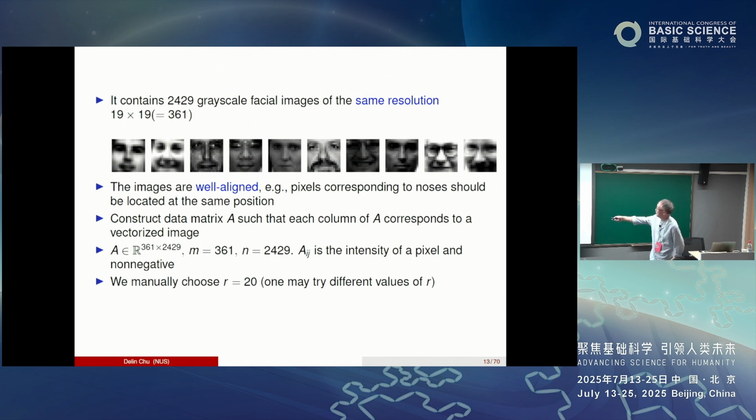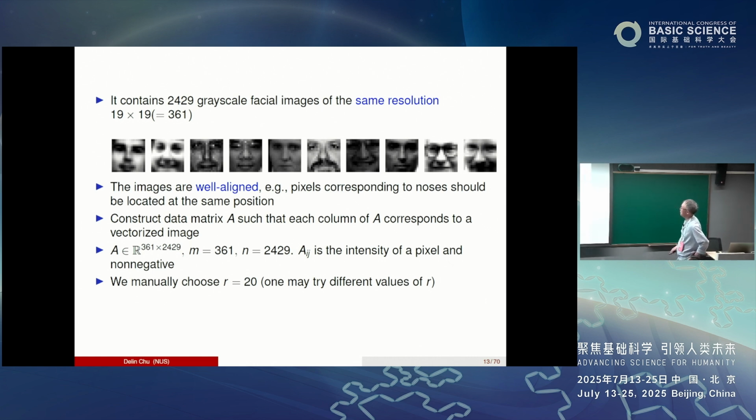Okay, this is our CBCL data set. Now this data set contains 2,429 face images, of course of the same resolution. Each one is 19 by 19. So now if we construct the data matrix A, so that each column of A corresponds to an image, of course then we can vectorize.